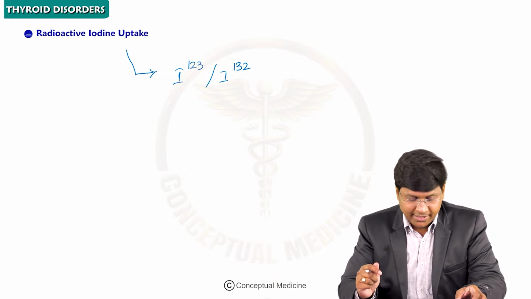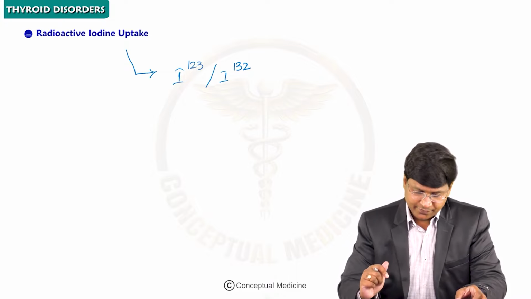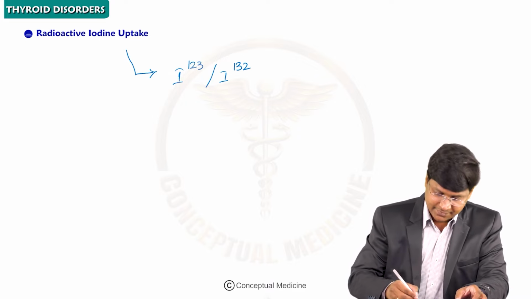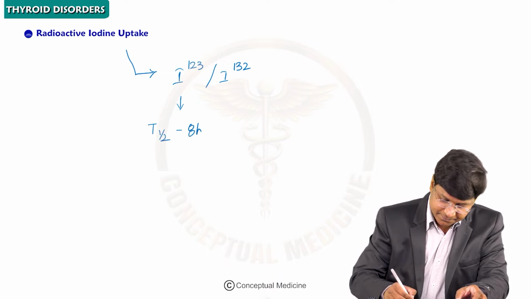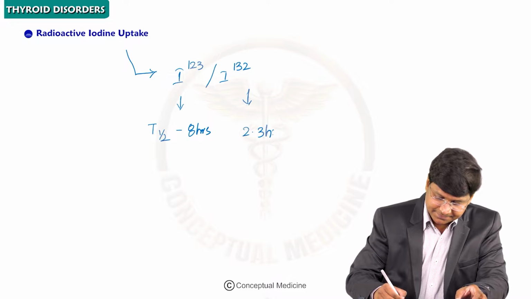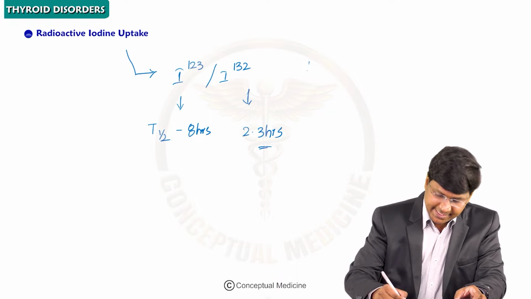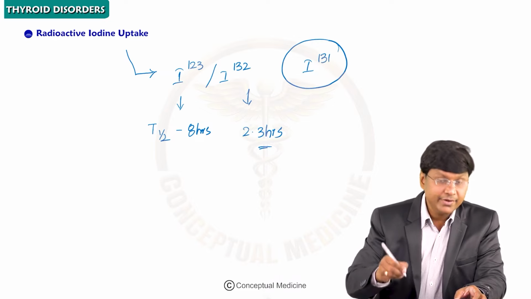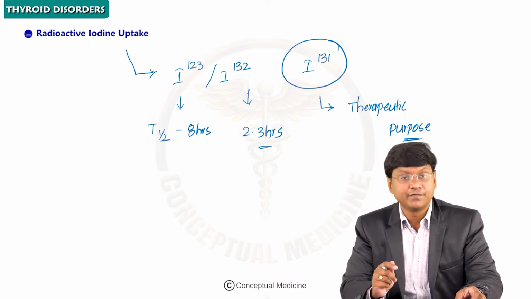Iodine 123 or iodine 132 is used for diagnosis of thyroid related disorders. Out of these, iodine 123 has a half-life of around 8 hours, and iodine 132 has a half-life of 2.3 hours. We have one more form of radioactive iodine, iodine 131, which is useful for therapeutic purposes.